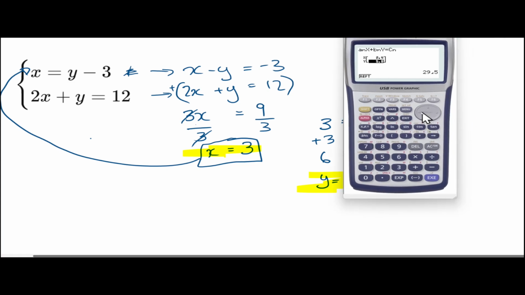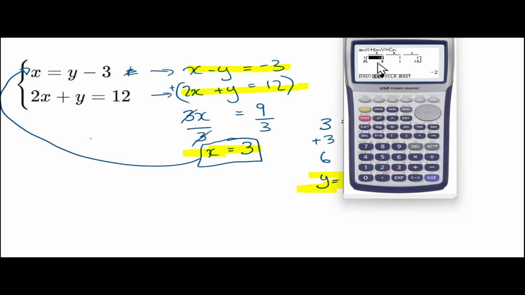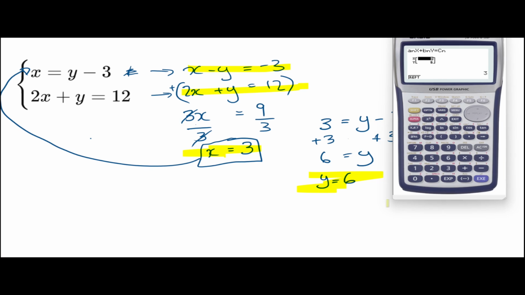Let's put it in the calculator just to make sure that we've got the right answer. And we have to put it in this form here in order to use the calculator. So it's going to be 1, minus 1, minus 3, 2, 1, 12. And then I want to solve it. X equals 3, y equals 6. How about that?